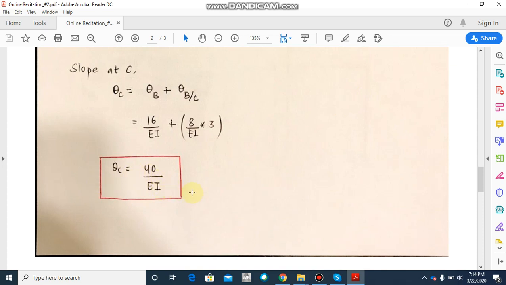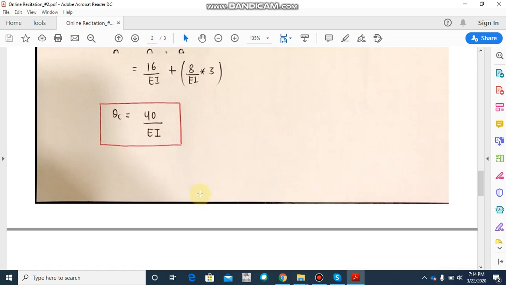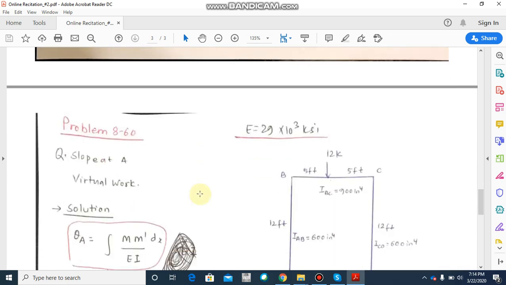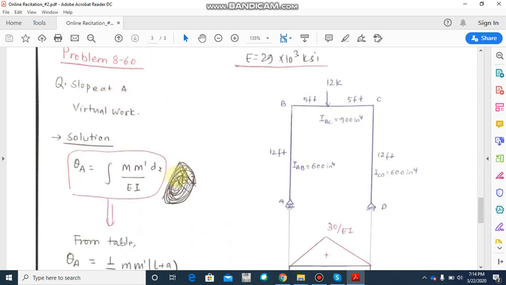That's all my answer. So I have also solved problem number 8.60. Here we are asked to calculate slope at point A, and this is by virtual work method. The system of forces is shown here. We have a 12 kip force on BC. We have different I for different elements, and the E is constant as 29 times 10 to the power 3 ksi.